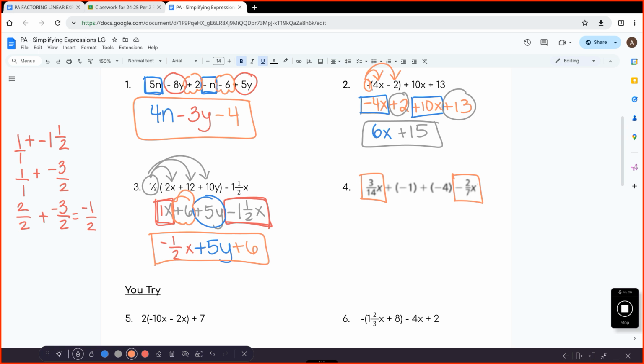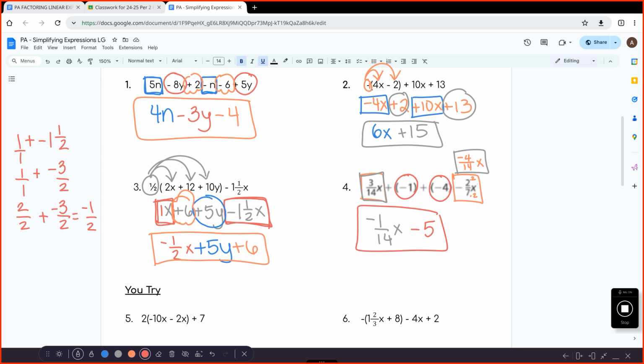This negative 2/7 x, I'm going to multiply the top and the bottom by 2, so I get a negative 4 over 14 x. And now I'll be able to combine. Now I can combine 3/14 x plus negative 4/14 x to get negative 1/14 x. You cannot add fractions unless you have common denominators. All right, moving on. We have our constants. We have this constant of negative 1, this constant of negative 4. Together they combine and you get negative 5.